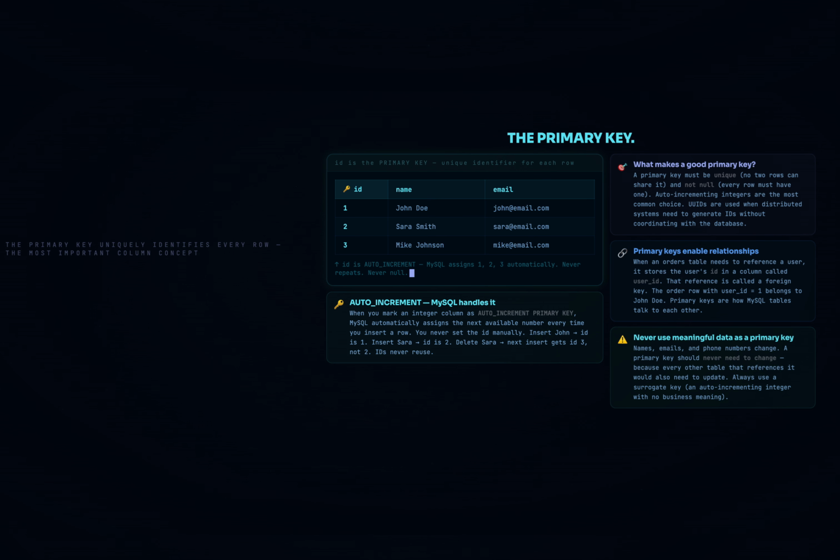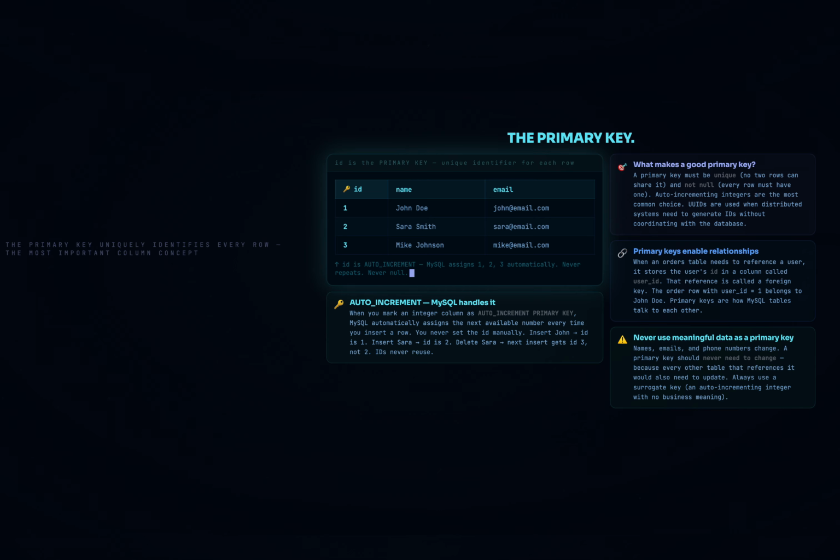Every table needs a primary key. The primary key is a column, usually named ID, that uniquely identifies every row. No 2 rows can share the same primary key. It can never be null. In our users table, ID is the primary key. John is ID 1. Sarah is ID 2.